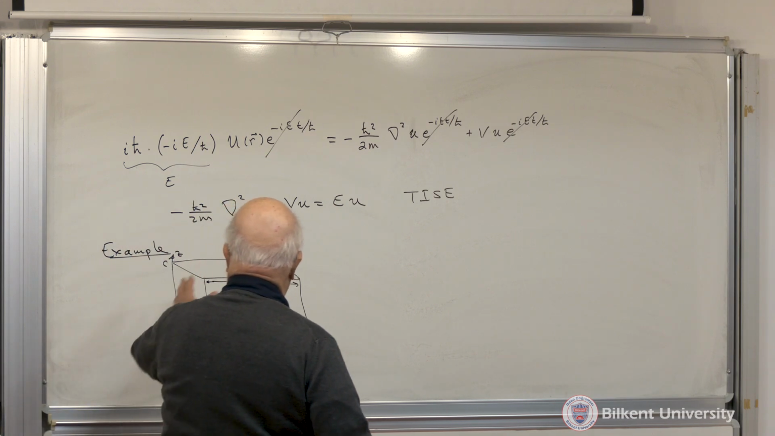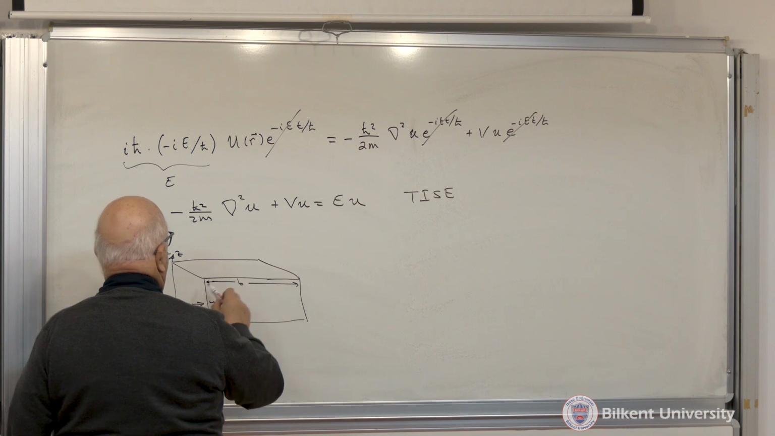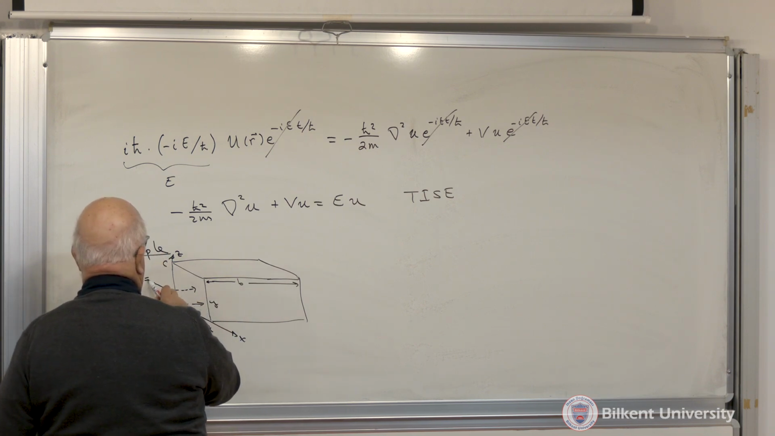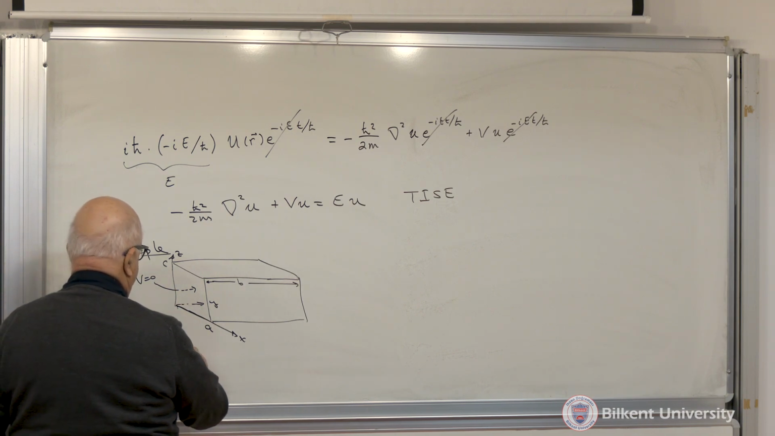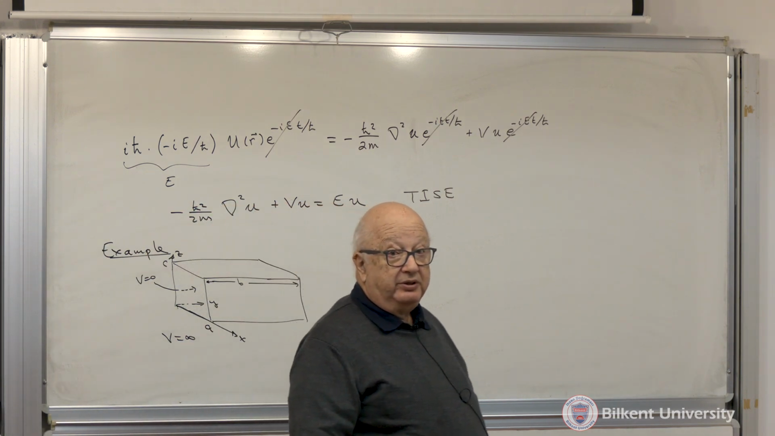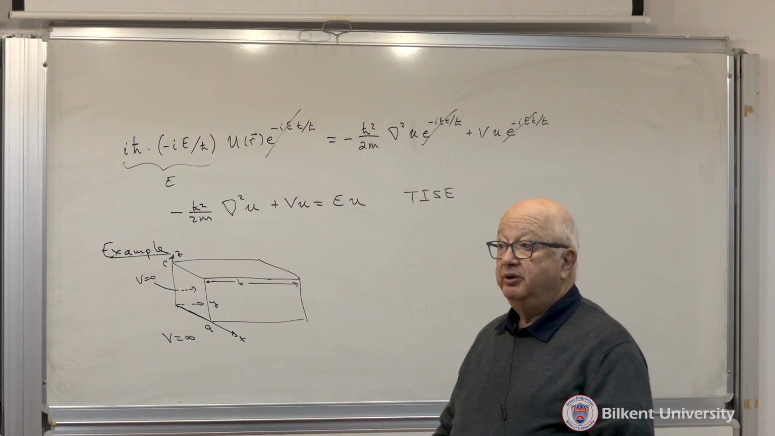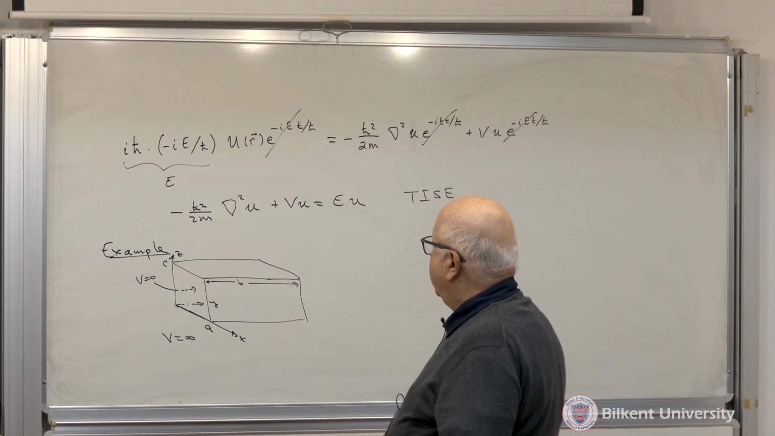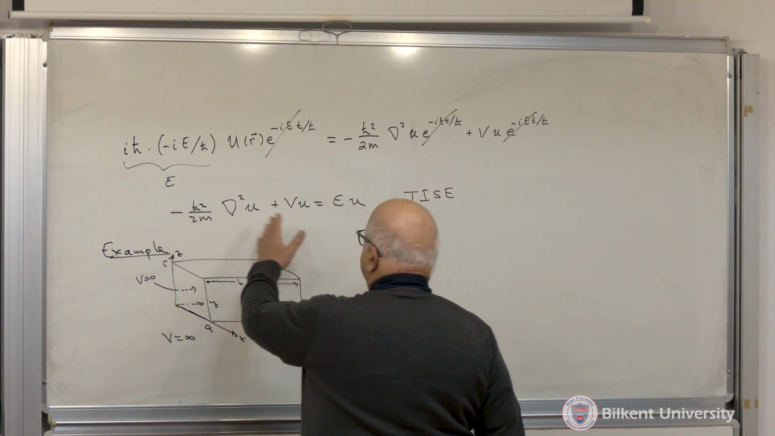Okay, so what do I do? What do I mean by a box? So inside the box the potential is 0, outside the box the potential is infinite. So the object has been confined to that volume a by b by c. All right, so how do I solve this equation?